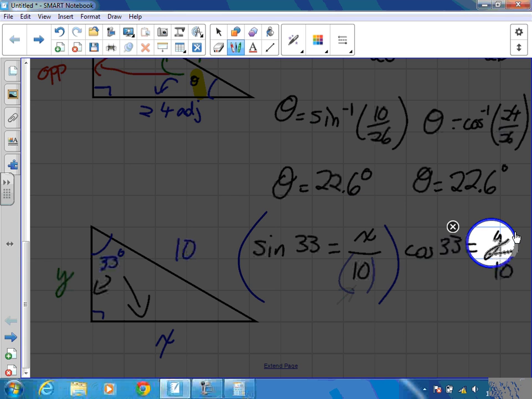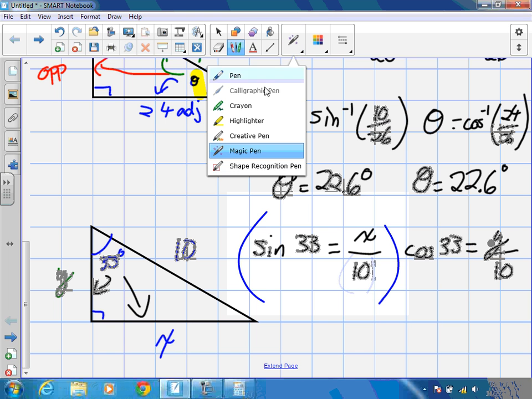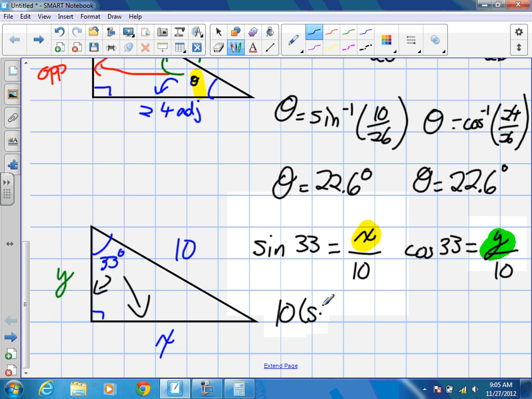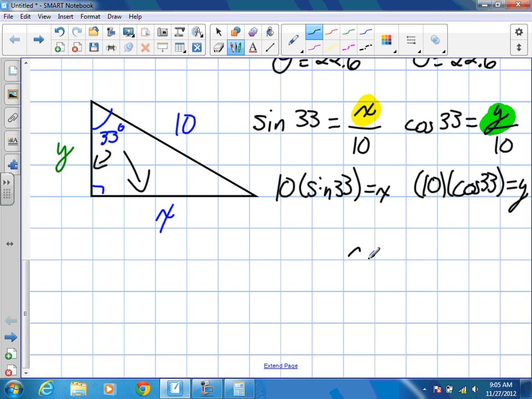I need to isolate x in the first case and y in the second case. So in order to do that, we need to move what to the other side? 10. When I move 10 to the other side, what is it going to become? Great. 10 times sine 33 equals x. Does anybody else see that? And 10 times cos 33 equals y. So in each case, x and y, we're going to plug them into our calculator, see what we get.